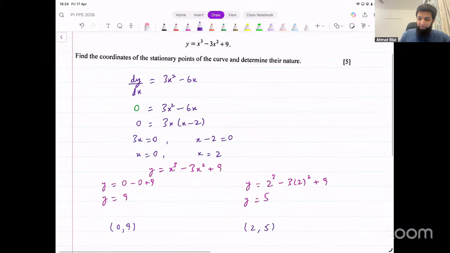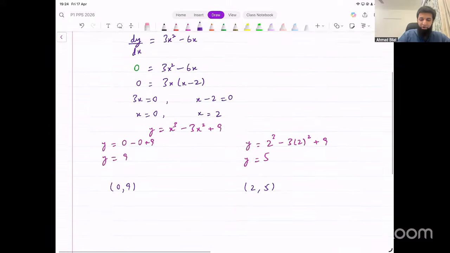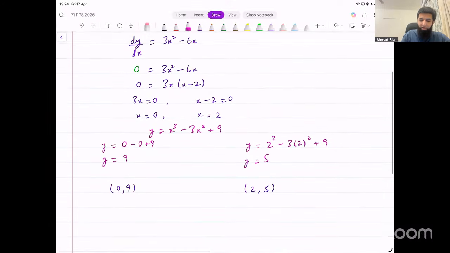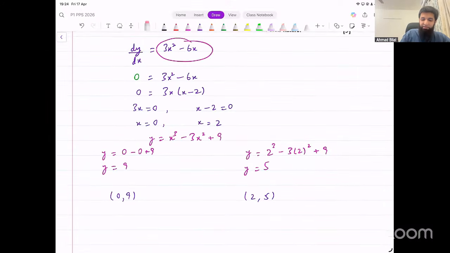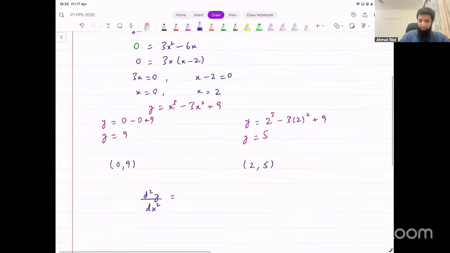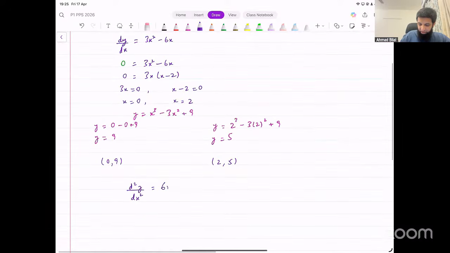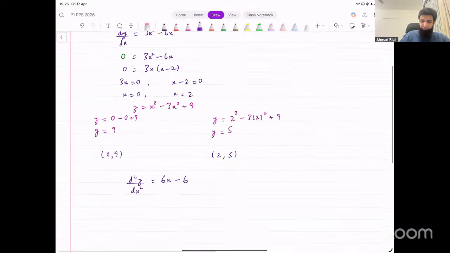Then they're also saying determine the nature of these stationary points. How do you determine the nature of stationary points? You find the second derivative. If that's positive, it's a minimum point. If that's negative, it's a maximum point. Now this is the derivative. Let's find the second derivative and see what that turns out to be. d squared y over dx squared. What is this? The first derivative is 3x squared minus 6x. Differentiate that again, and that gives you 6x minus 6.